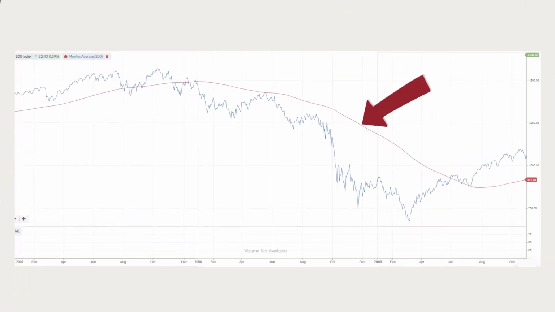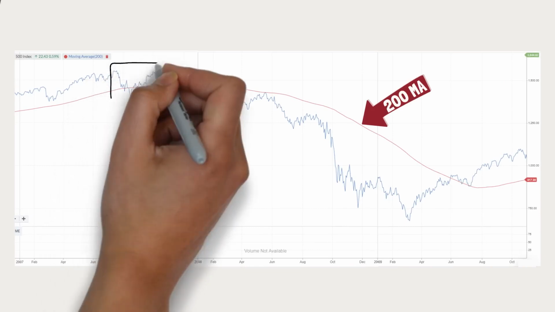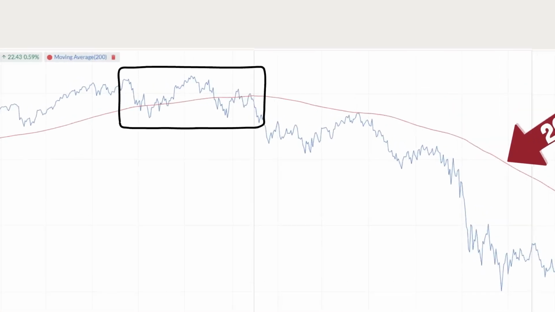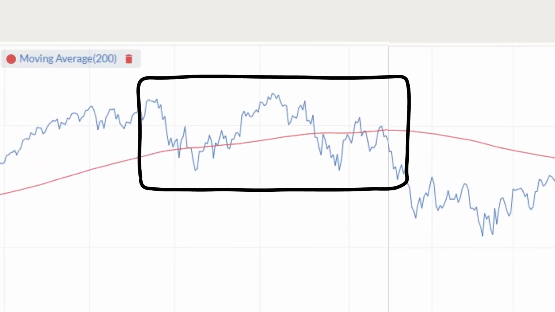The red line represents the average price of the S&P 500 index from the previous 200 days. We can see that in late 2007, prices crossed below and crossed back above the moving average on numerous occasions, leading us to exit and enter our positions accordingly.